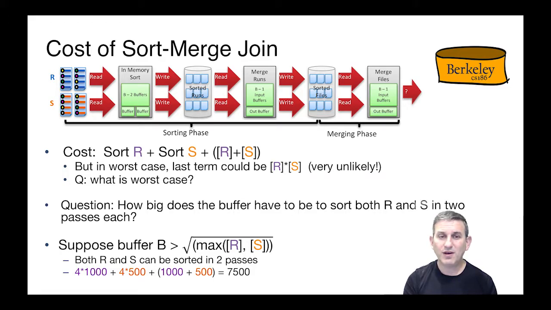Well, suppose that the buffer is bigger than the square root of the larger of R and S. Then both R and S can be sorted in 2 passes. And given that, we can now compute the cost of our algorithm on our inputs. R is 1,000 pages, and sorting is 2 read-write passes, so that's 4 times 1,000. Sorting S, again 2 read-write passes, so that's 4 times 500. And then the final pass to read R, read S, and merge them together in a streaming fashion is 1,000 plus 500, for a total of 7,500 IOs for this sort merge join.